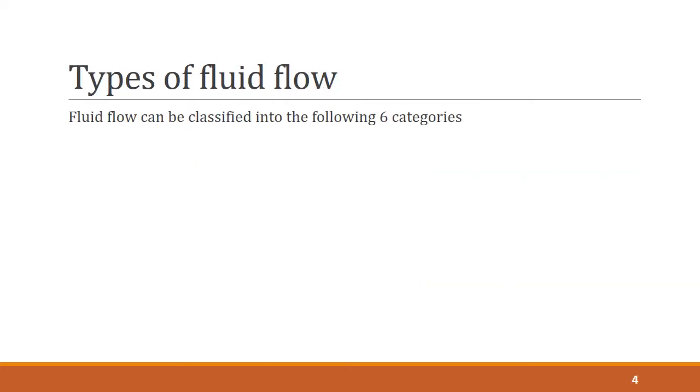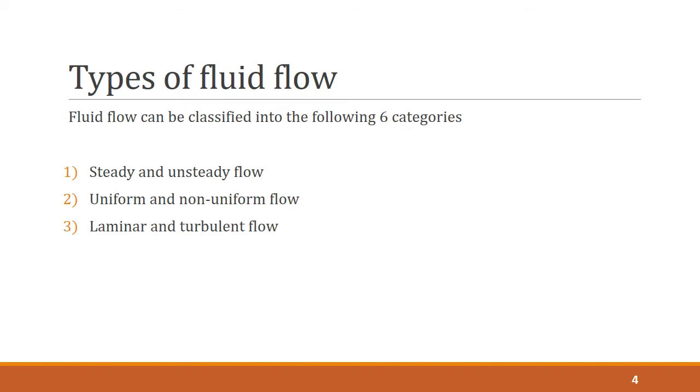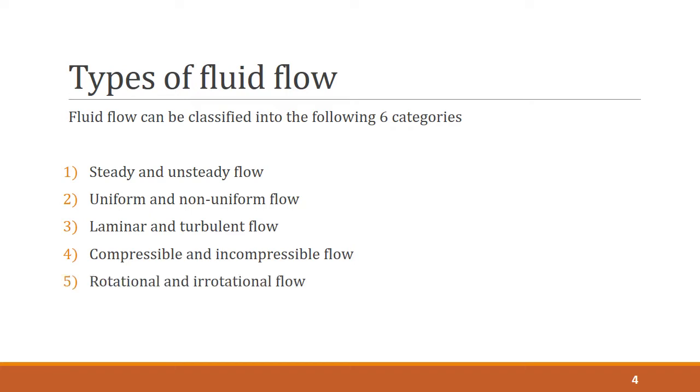Now, fluid flow can be classified into 6 different categories: steady and unsteady flow, uniform and non-uniform flow, laminar and turbulent flow, compressible and incompressible flow, rotational and irrotational flow, and one-dimensional, two-dimensional, and three-dimensional flow. So these are the 6 different types of flows that fluid flow can be classified into.